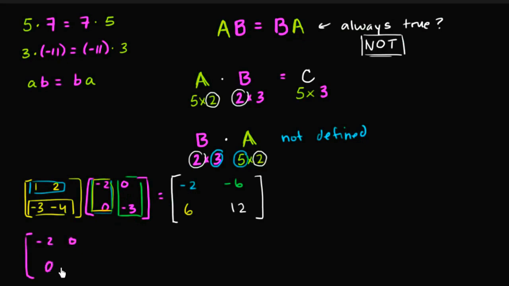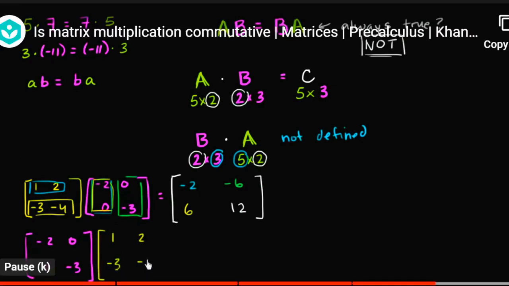-2, 0, 0, -3 times 1, 2, -3, -4. Okay, so this is good to pay attention to. So in this case, it's a 2 by 2 times a 2 by 2.